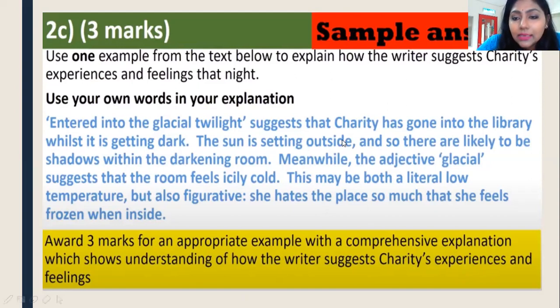The sun is setting outside. Okay, so there are likely to be shadows within the darkening room. Meanwhile, the adjective "glacial" suggests that the room feels icily cold. This may be both a literal low temperature, but also figurative. She hates the place so much that she feels frozen when inside. So when you look at all these keywords, getting dark, shadow, darkening room, feels icily cold, low temperature, and then the use of figurative idea here, like she feels frozen inside.